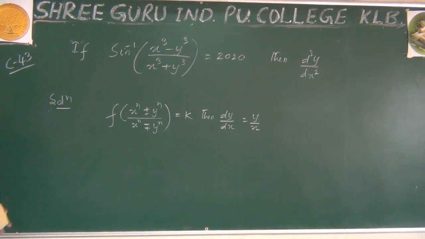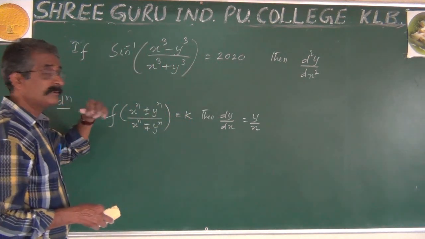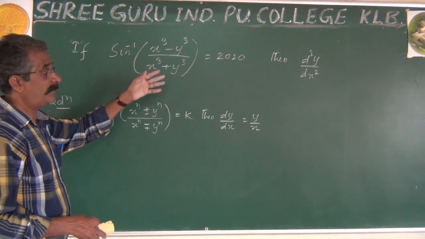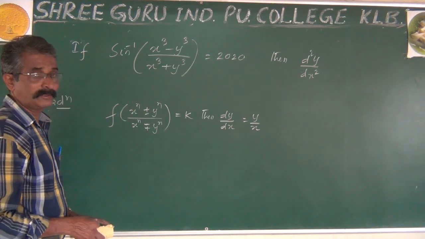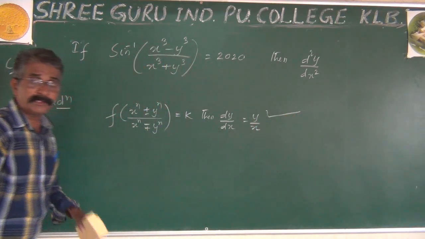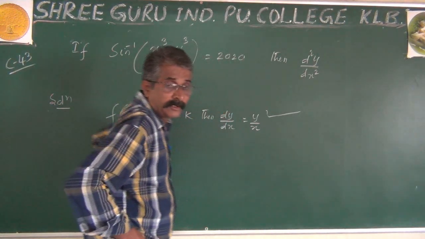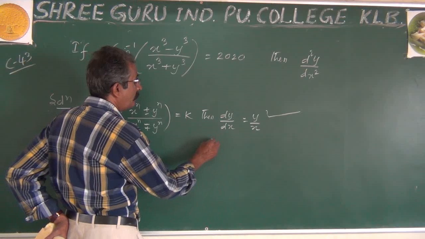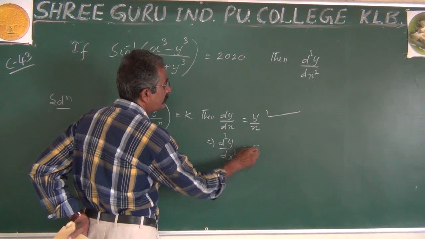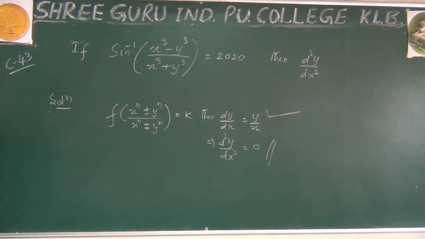Already we solved a similar example in theory, making this as sin 2020. Sin 2020 means constant, differentiate, here use the quotient rule, then cross multiply, simplify, and you will get dy by dx as y by x. And one more thing, I told that whenever our answer of dy by dx is y by x, 100% d2y by dx2 will be equal to 0. This implies d2y by dx2 is always equal to 0. Keep that in mind.